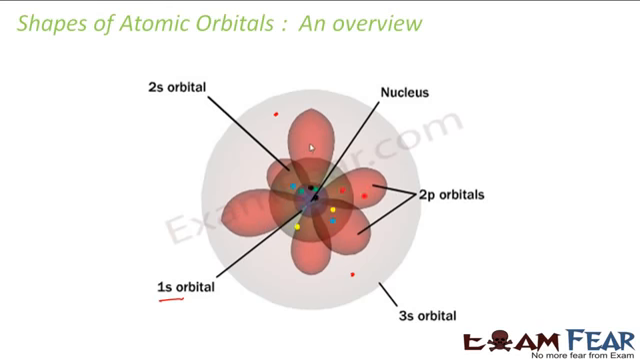If you see, the black one moves only in this particular p orbital. The yellow one, if you see, moves only in the 2s orbital. The green one here moves only in the 1s orbital, right? If you see, the red ones move only in this particular p orbital. And that's how it is.